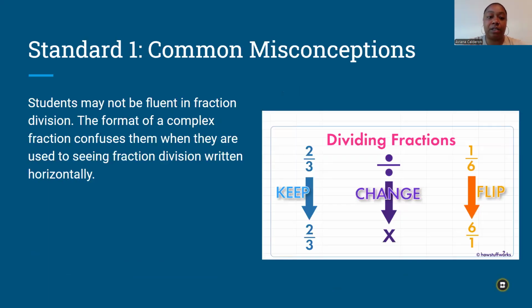Standard 1, common misconceptions. Students may not be fluent in fraction division, and the format of complex fractions confuses them when they are used to seeing fraction division written horizontally. So for instance, if fractions are not written with that division sign, students sometimes don't know that we are supposed to be dividing fractions. So for instance, if the division of fractions is written with one fraction and then the division bar and then another fraction on the bottom, sometimes they don't read that as division because it does not have a division sign.